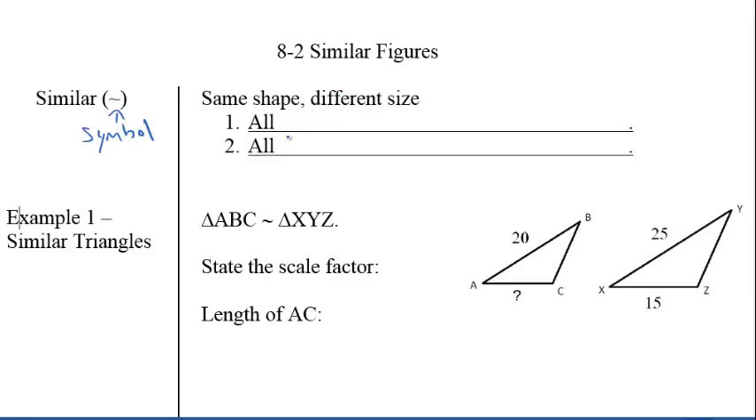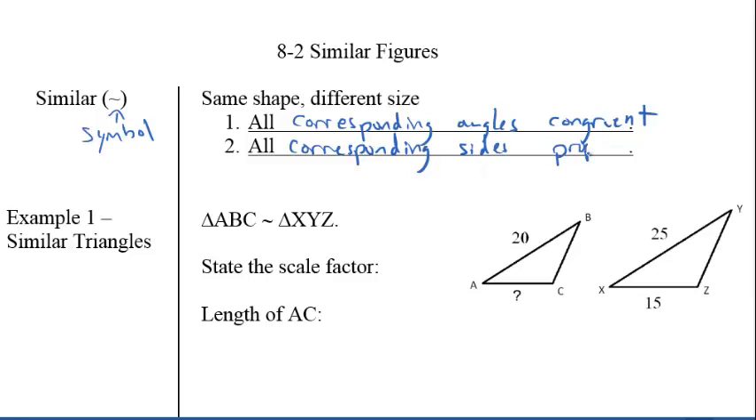A couple things that we know, two things that we know about similar figures. All corresponding angles are congruent. And number two, I know that all corresponding sides are proportional. All corresponding sides are proportional.